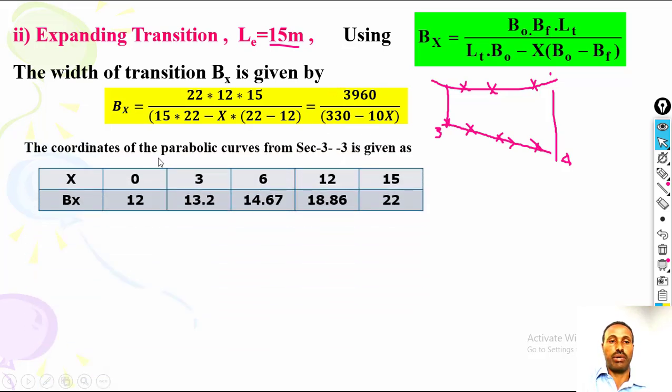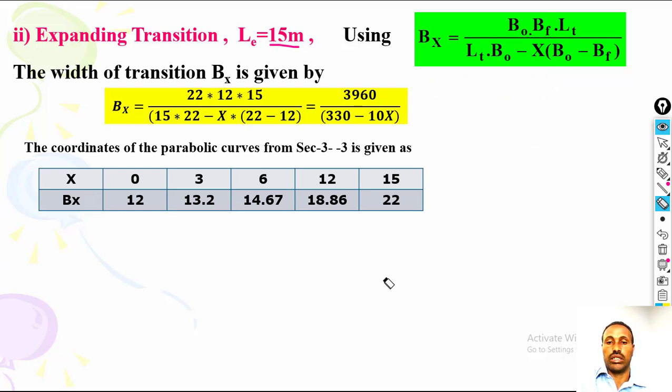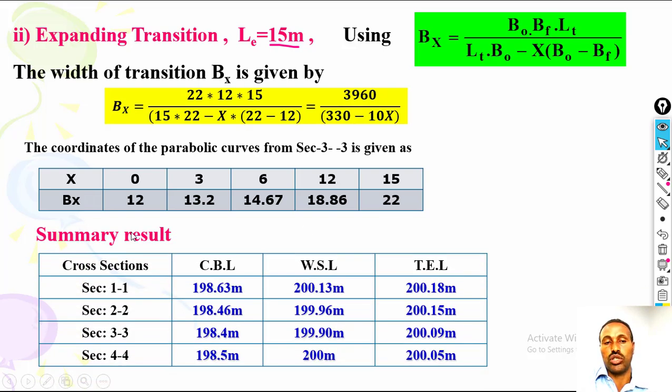So once you determine the coordinates of the parabolic curve, if you make the step size very small, then you can have a smooth curve. So once you have the transition, then the next step will be the summary result.